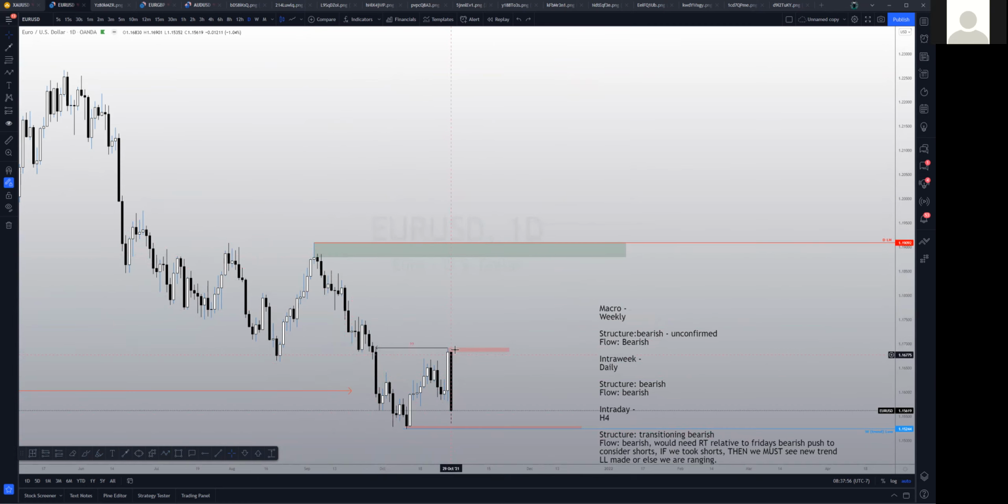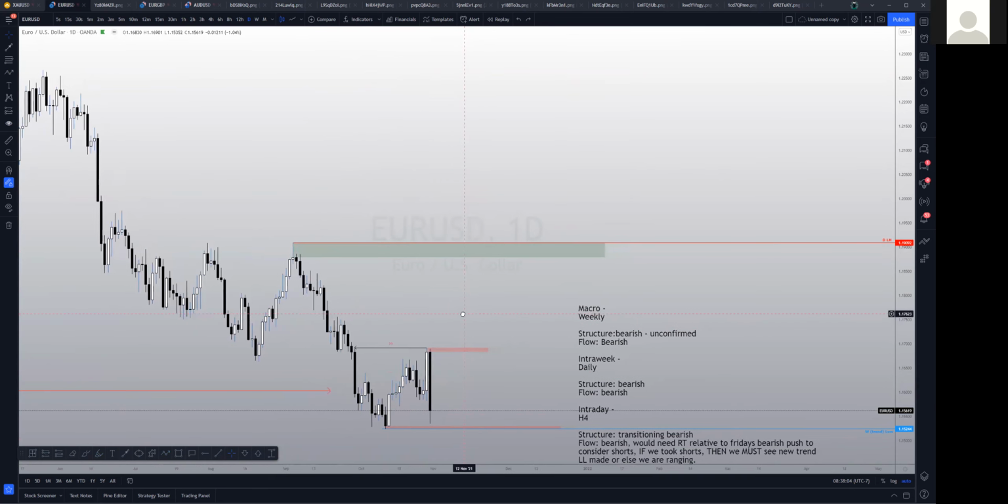We would be loading up, if we broke to the upside, for a pullback in relation to our daily lower high, this whole leg right here. So do keep that in mind if you're a EURUSD trader moving into this new week.